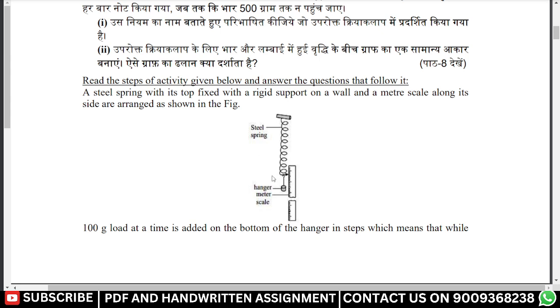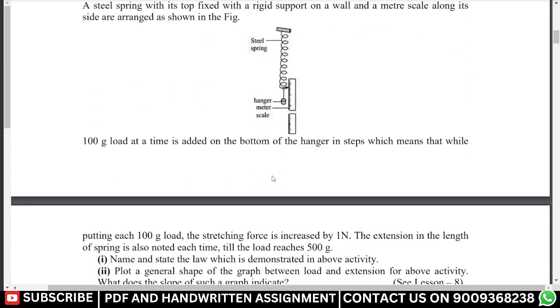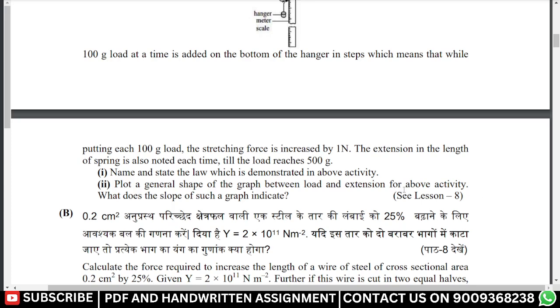A 100-gram load at a time is added on the bottom of the hanger in steps, which means that while putting each 100-gram load, the stretching force is increased by 1 Newton. The extension in the length of the spring is also noted each time till the load reaches 500 grams.